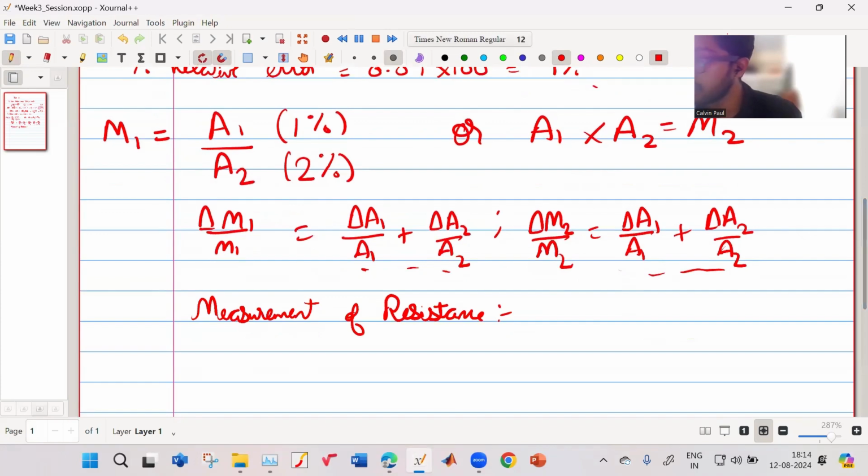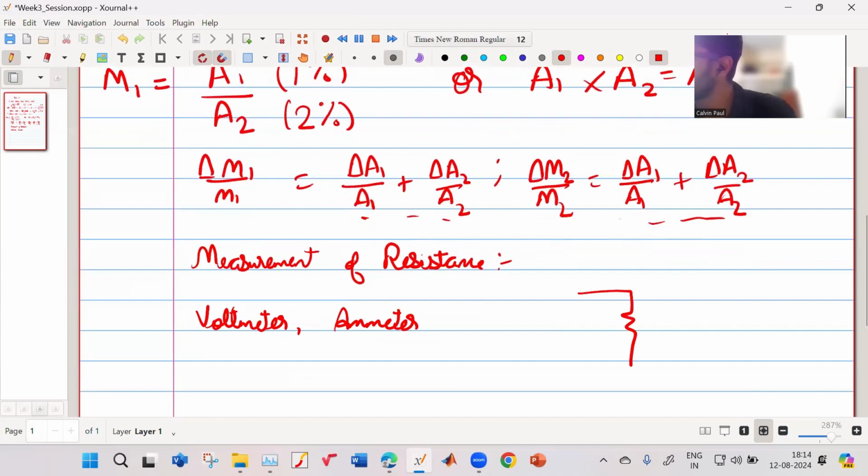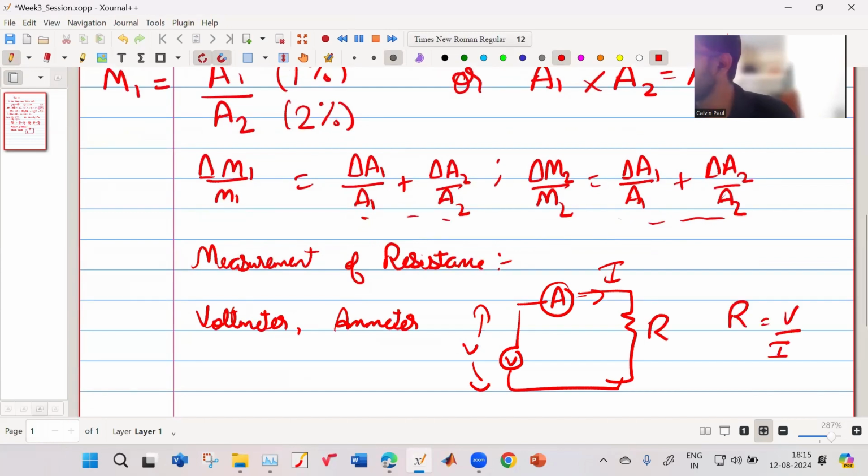One method is I use a voltmeter, I use an ammeter, and then I connect a resistance like this. There's an ammeter here, there can be a voltmeter here, etc. And then I will say that this is the voltage V, this is the current I, then the resistance which I must find is V upon I.